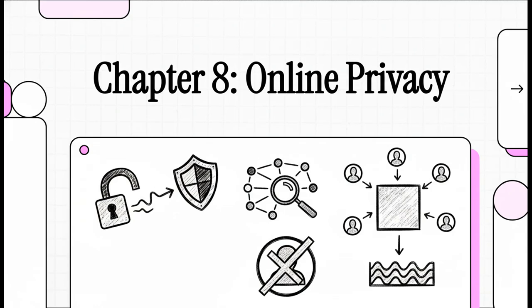You know, every single time you go online, there's this hidden world that's watching, collecting, and even trading your personal data. So in this explainer for Chapter 8, we're going to pull back that curtain and really look at online privacy. Understanding all of this is absolutely crucial for your information security exam, so let's break down exactly what you need to know to be totally prepared.